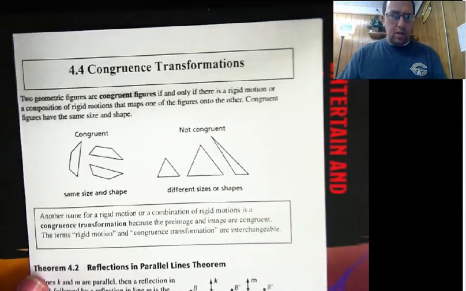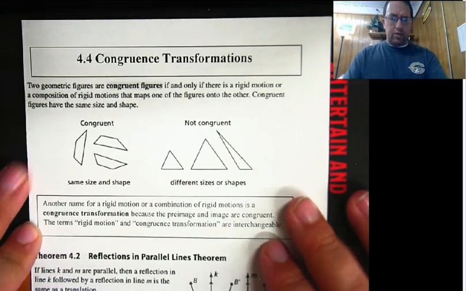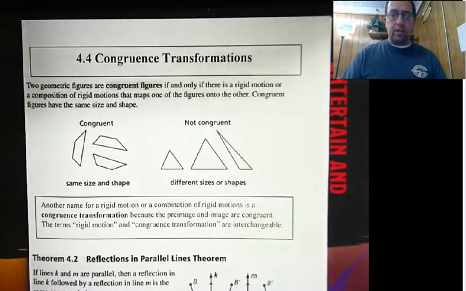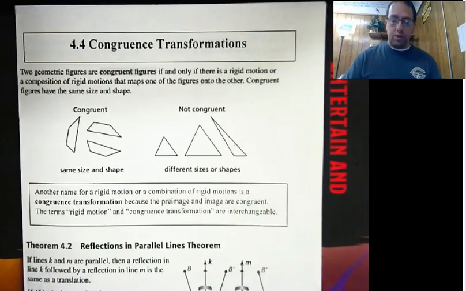Okay? And another name for a rigid motion or combination of rigid motions is a congruence transformation, because the image and the preimage are congruent. And so there it is. Rigid motion and congruence transformation, those are interchangeable terms. You can use either one, means the same thing.